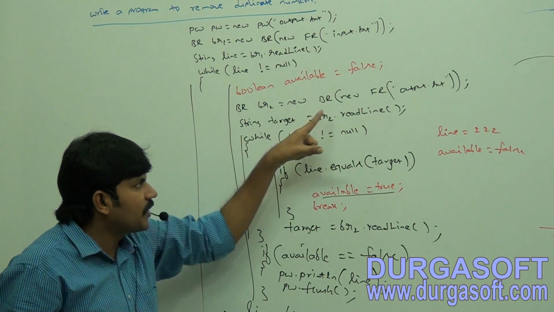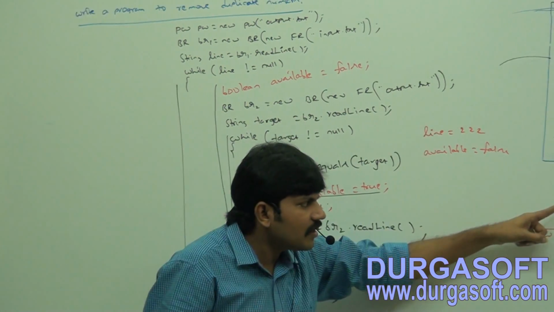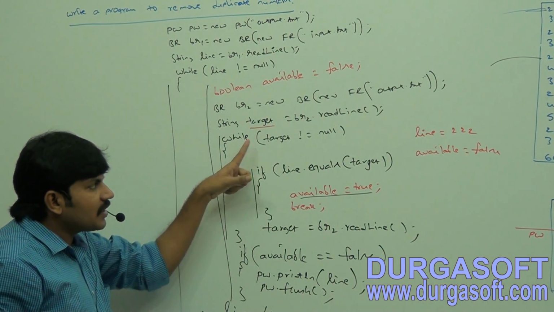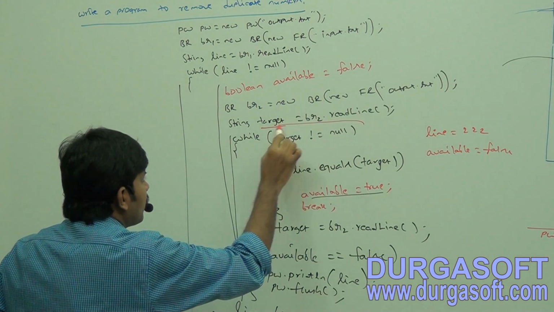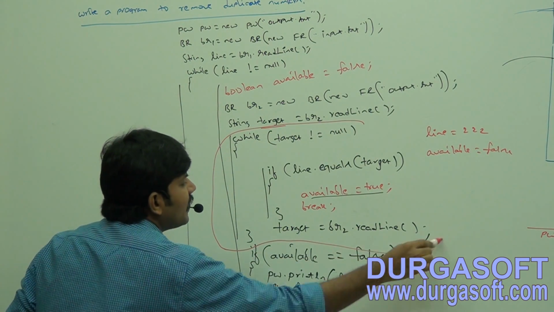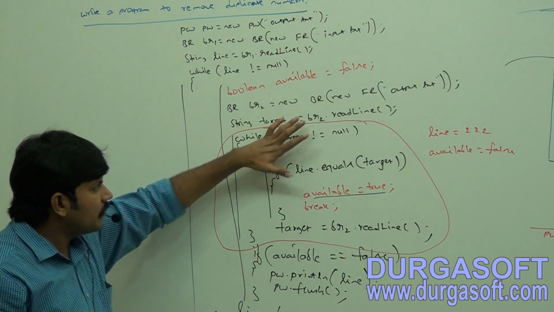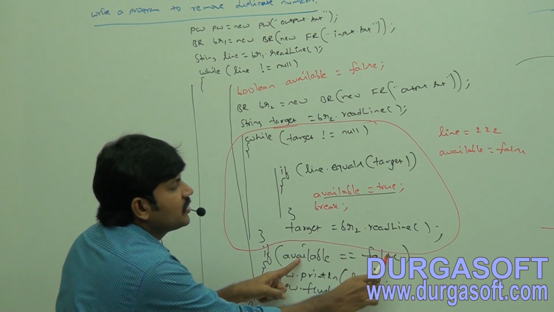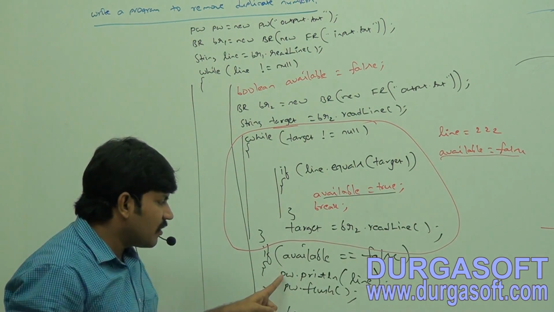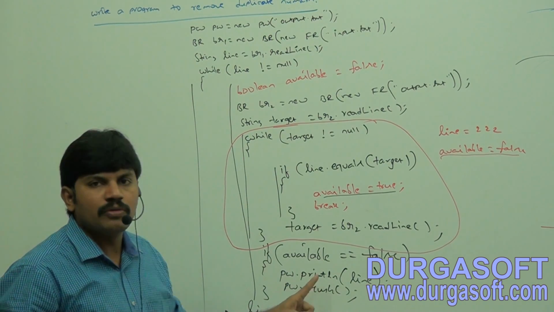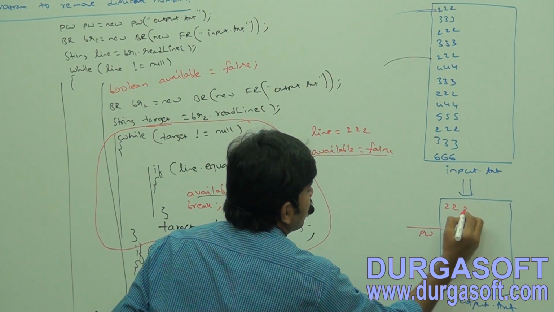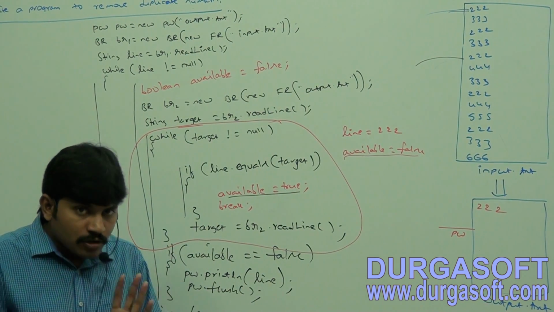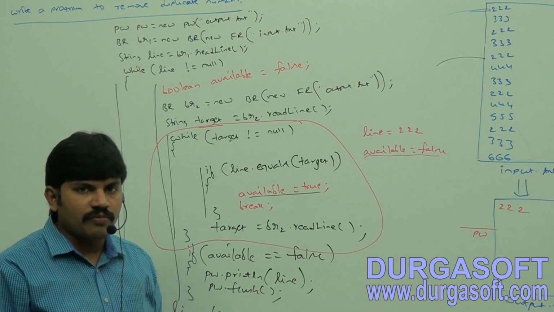String target is equal to br2.readLine. But here, is there a line? No. That's why target is null. If target is not null, then only this part is going to execute. But target is null, so without executing this, the control comes directly here. Is available equal to false or not? Yes. Then write that line to the PrintWriter. Now 222 will be added. Are you getting it? Even if the output file is empty at the beginning, no problem at all. This logic is going to work perfectly.